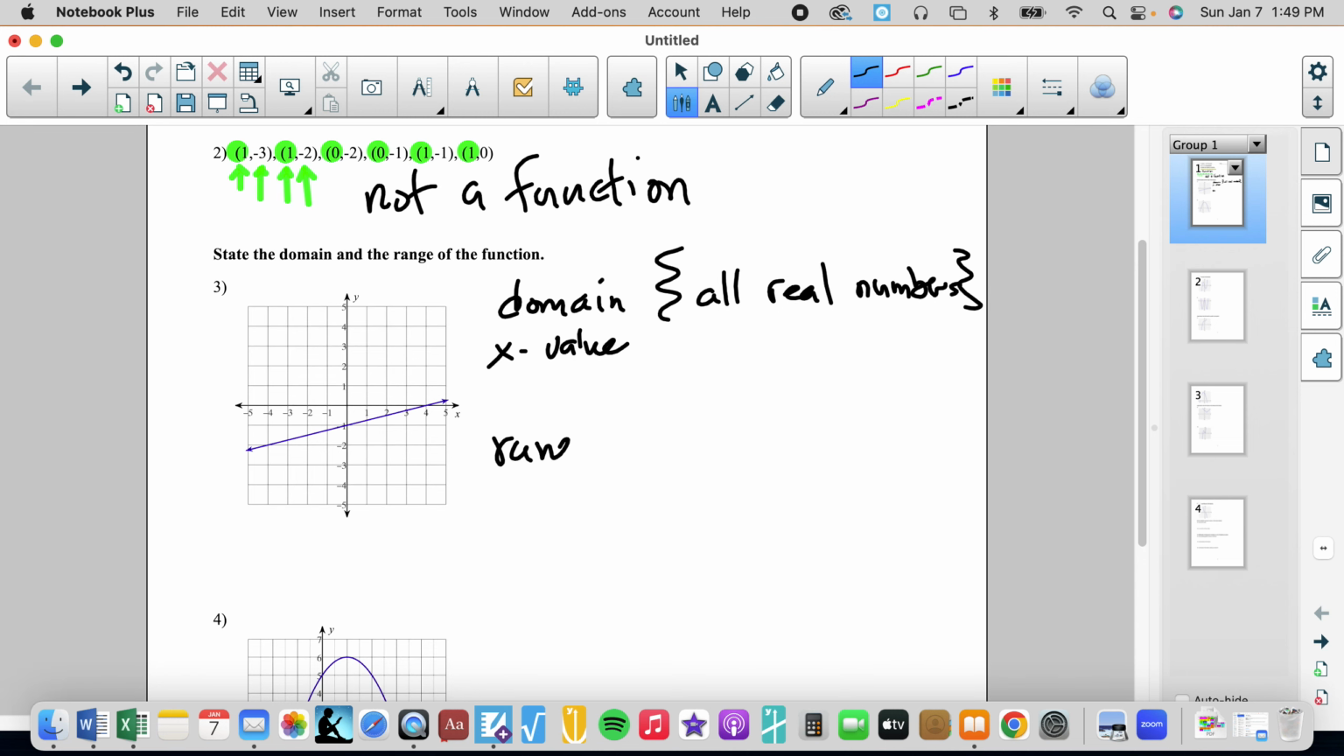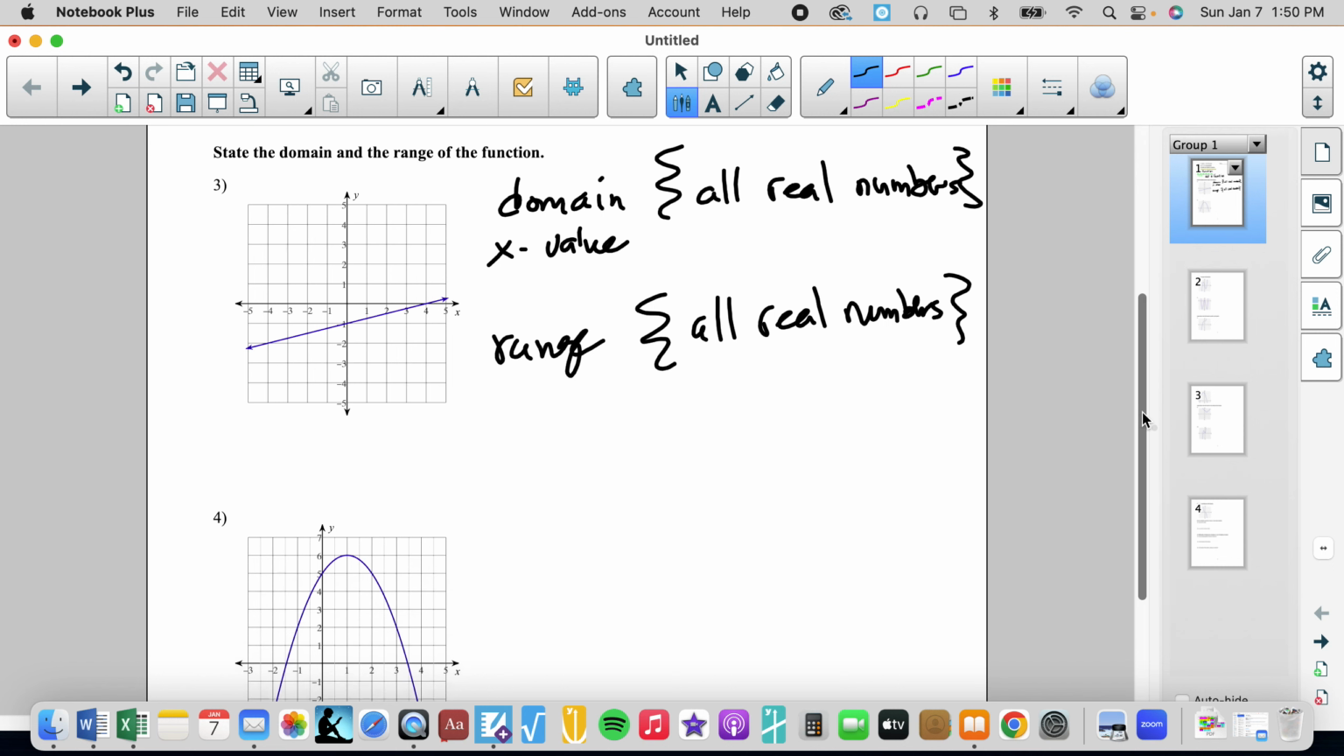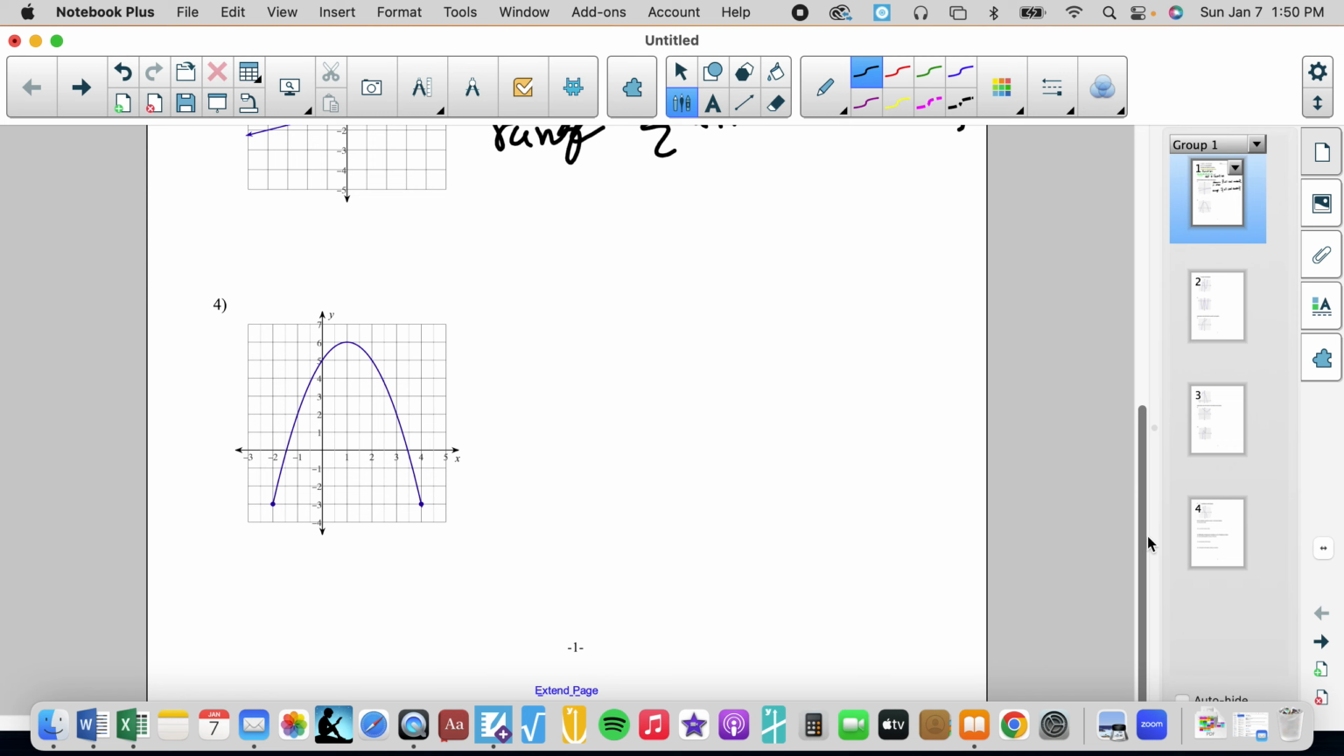The range, and you will see the range, although it looks like it doesn't go up to +infinity and down to -infinity, it sort of looks like it sits in between this range. That's not true. It also is all real numbers. And we put it in solution sets, not parentheses. Parentheses are coordinates.